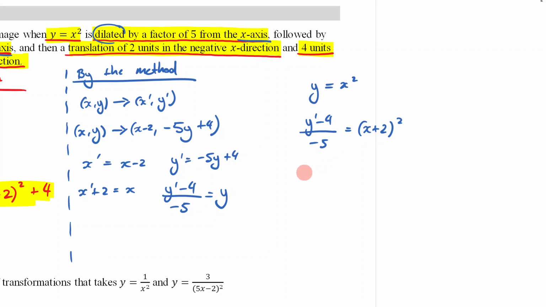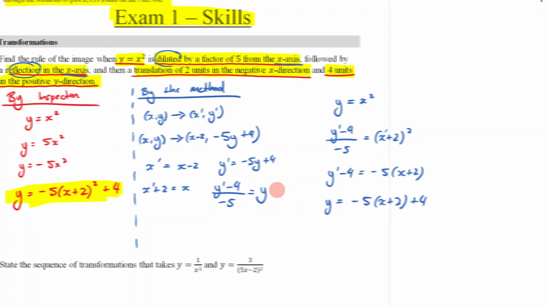Then you rearrange y dash minus 4. I'm going to multiply both sides by negative 5, and then I will plus 4 to each side. y equals negative 5 times (x plus 2) squared, and you can drop your dashes as well here. You can just drop them. I'm plussing 4. There's my answer. And as you can see, that's the same as what we started with.